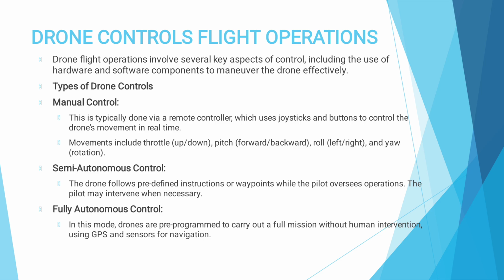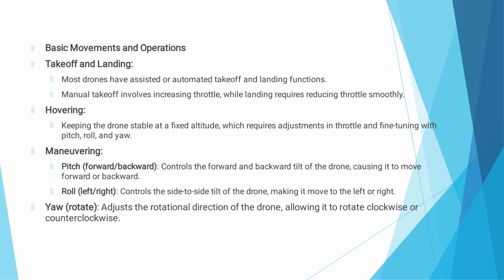Semi-autonomous control. The drone follows predefined instructions or waypoints while the pilot oversees operations. The pilot may intervene when necessary. Fully autonomous. In this mode, drones are pre-programmed to carry out a full mission without human intervention, using GPS and sensors for navigation. Basic movements and operations.